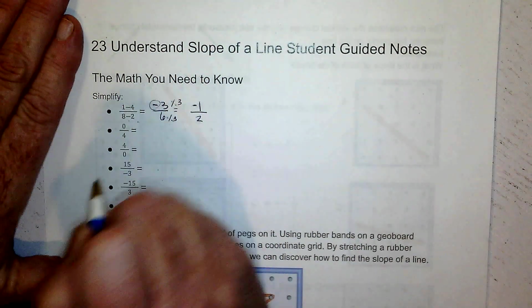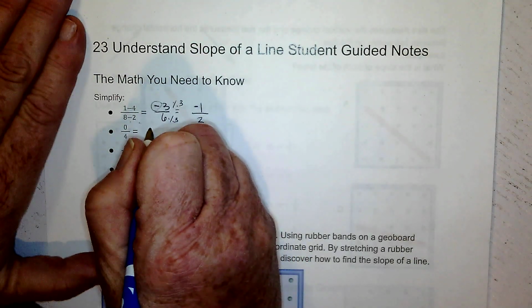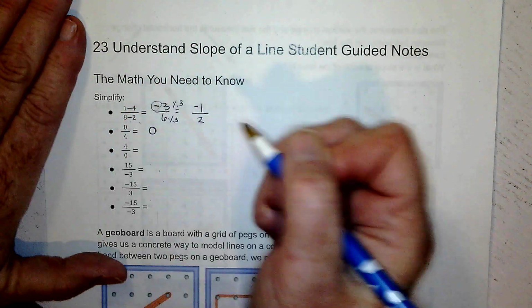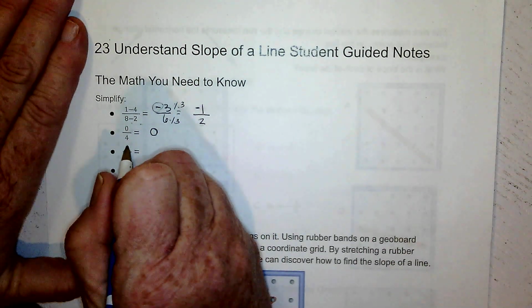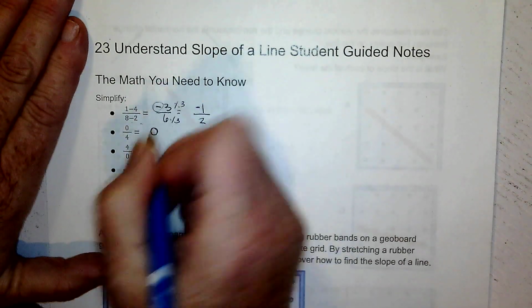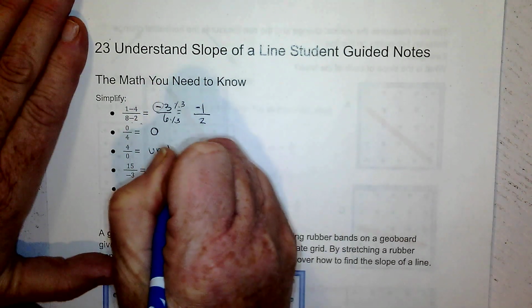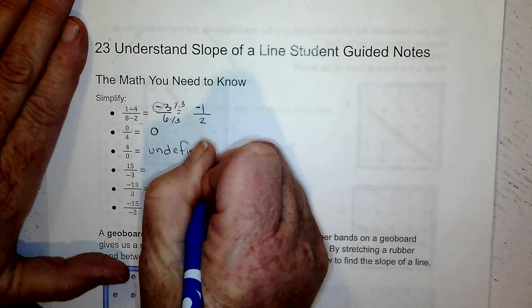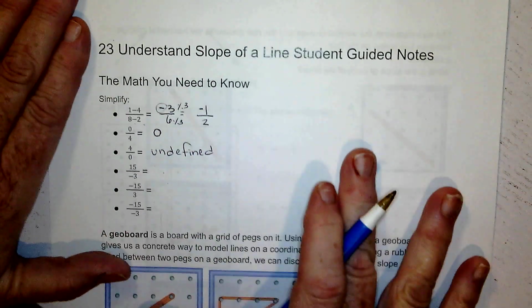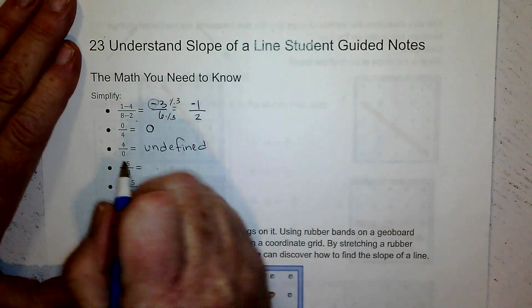Put in 0 divided by 4 on your calculator. You're going to get that that is equal to 0. If instead you put 4 divided by 0, you're going to get an error or undefined. You can never divide by 0, but you can divide something into 0.